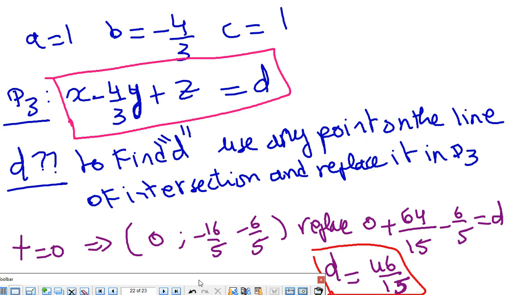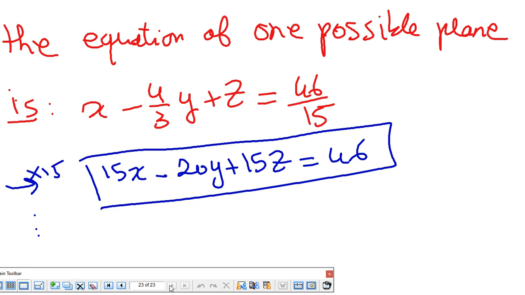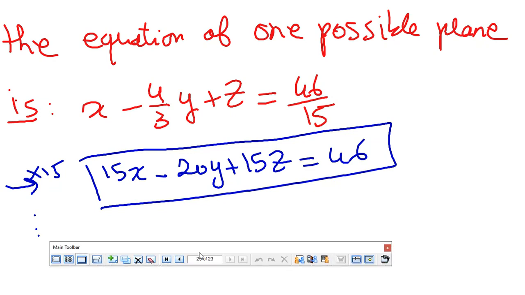And then I got one plane. So the equation of one possible plane is x minus 4 over 3 y plus z equals 46 over 15, or I can multiply it by 15. So I cannot have just a unique plane. You can have many planes. So here I got one possible plane.